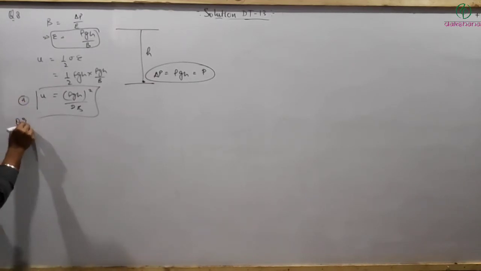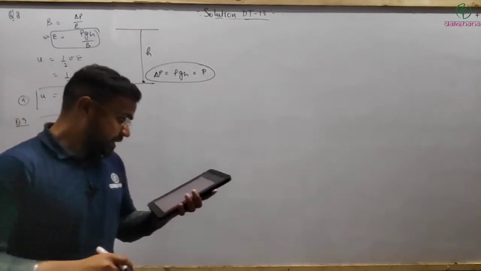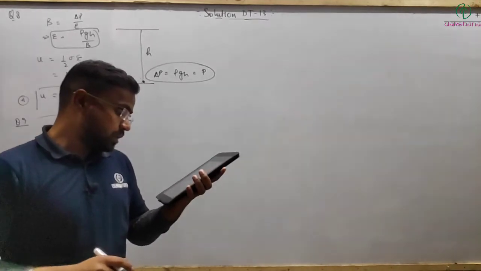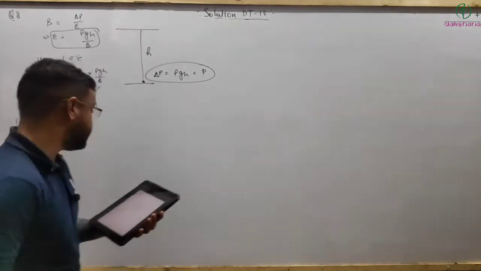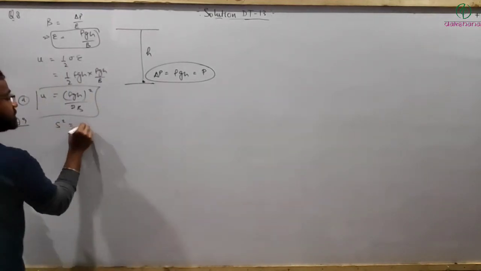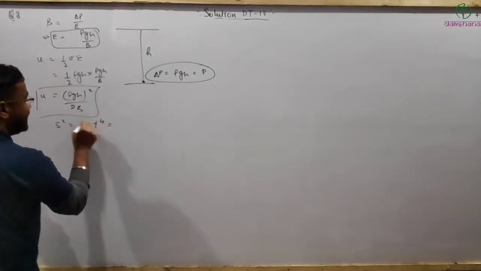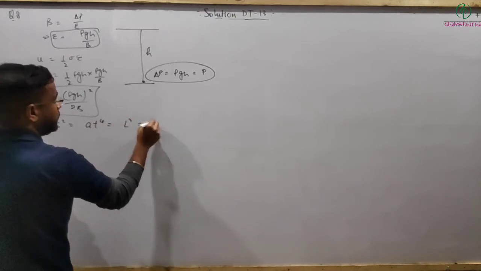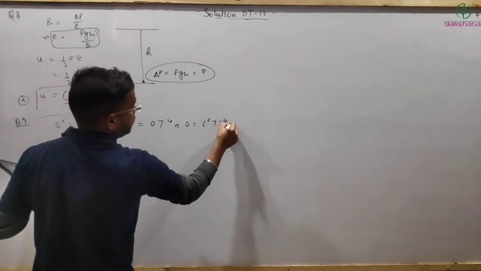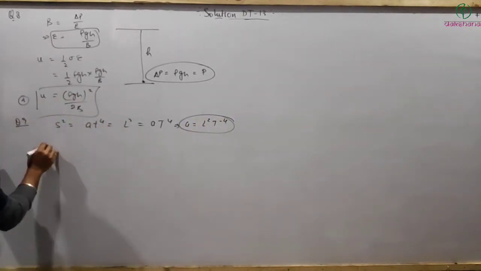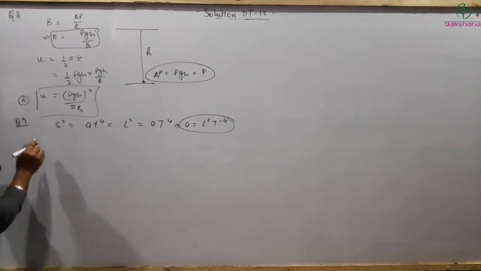Question number 9. Pick out the right choice. S square is equal to a t power 4, where S is measured in meter and t is in second, then the unit of a. So S square is L square, and this is t power 4. This implies a is equal to L square t minus 4, and that's matching with option number 4.